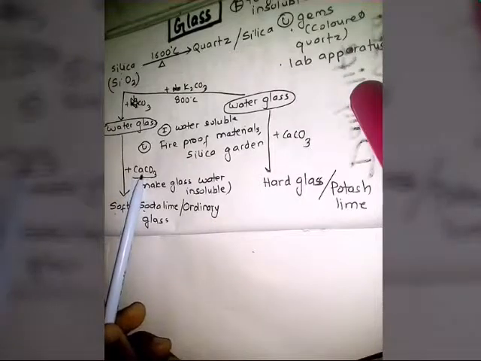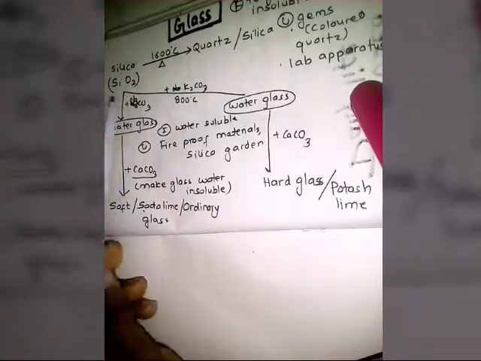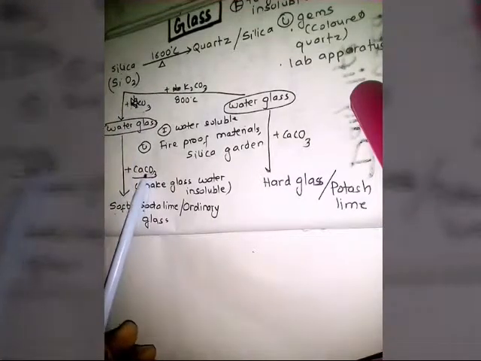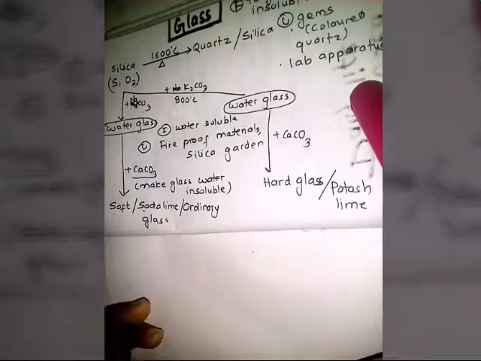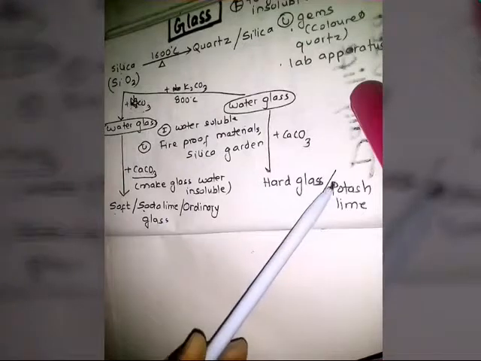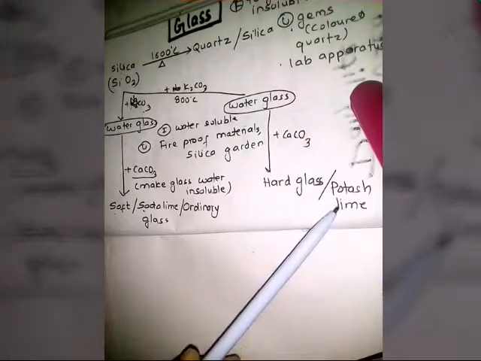This is the limestone, we know that. So this glass is made by heating sodium carbonate and calcium carbonate with silica. So we call this glass soda lime glass. Now similarly, on the other hand, on this side, the hard glass is also known as potash lime glass.